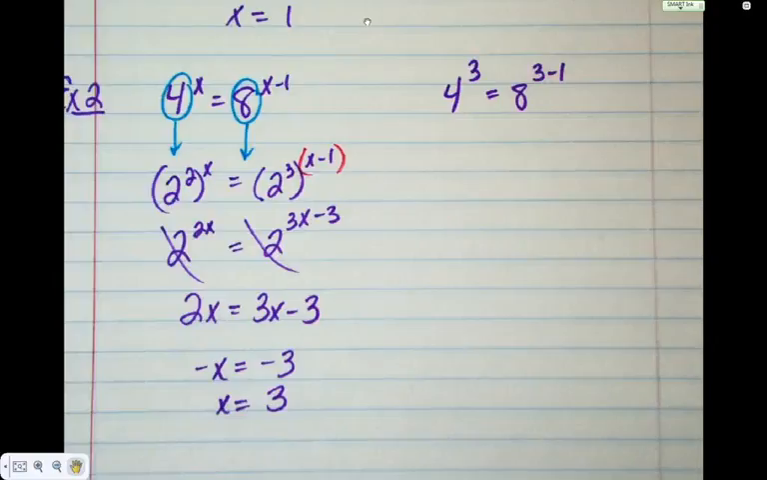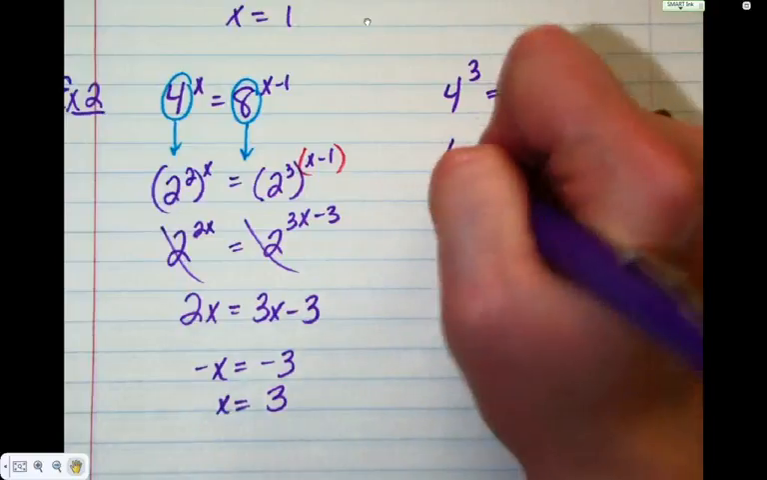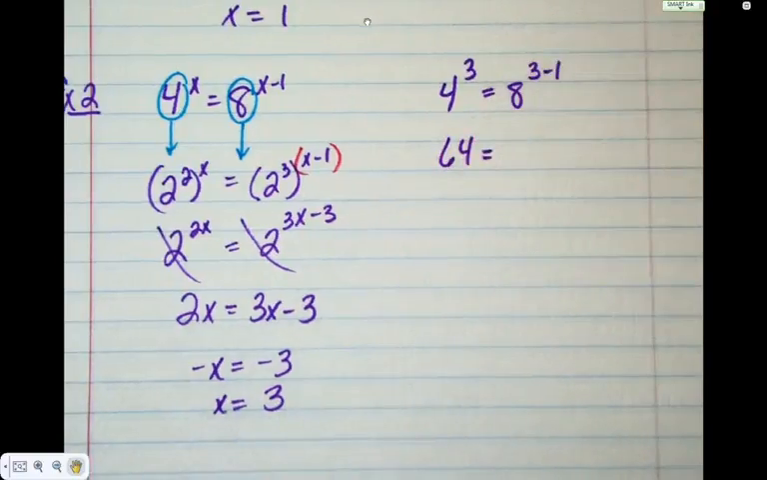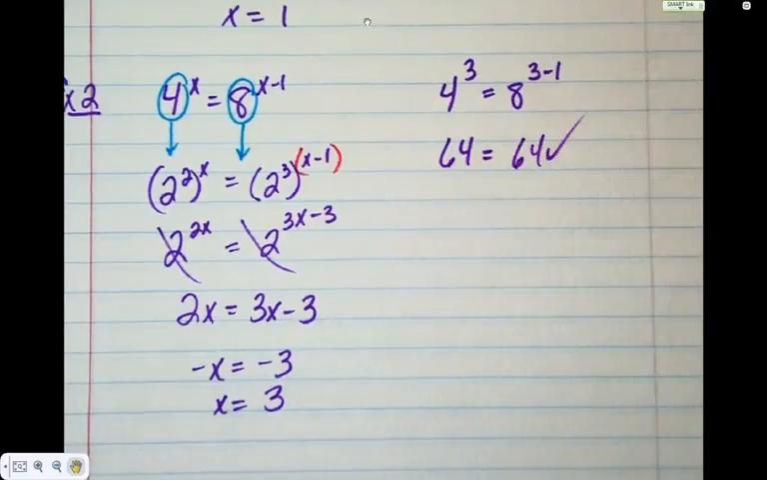Okay, 4 cubed, so 4 times 4, 16 times 4. Other side we have to subtract first, so 3 minus 1, 2, 8 squared. See, do you see how they're really easy to check? So again, it takes 2 seconds. If it's one like this, check it on the exam just to make sure you have the right answer.